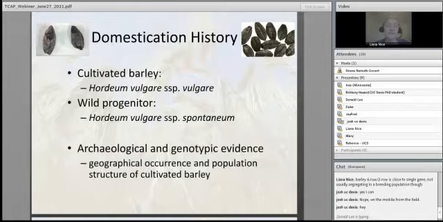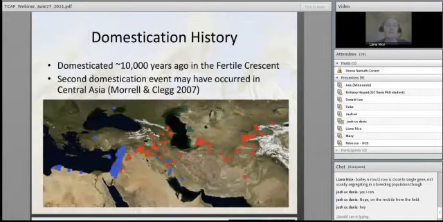So a bit about domestication history in barley. Cultivated barley is Hordeum vulgare subspecies vulgare, and its wild progenitor is Hordeum vulgare subspecies spontaneum. They're subspecies, so they're very easily crossed, and the genetic diversity of the wild progenitor is much greater than that of cultivated barley. And we've learned some about the domestication history through both archaeological and genotypic evidence. You can see up in the pictures some evidence of barley kernels from thousands and thousands of years ago.